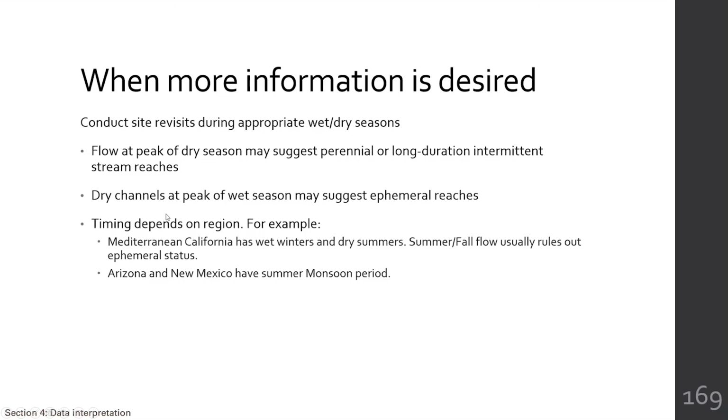For example, the north coast of California has a Mediterranean climate, so wet winters and dry summers. If you see flow in the late summer or fall, that usually rules out an ephemeral status. In Arizona and New Mexico, the wetter seasons are typically in the summer, so your timing should reflect the local conditions.